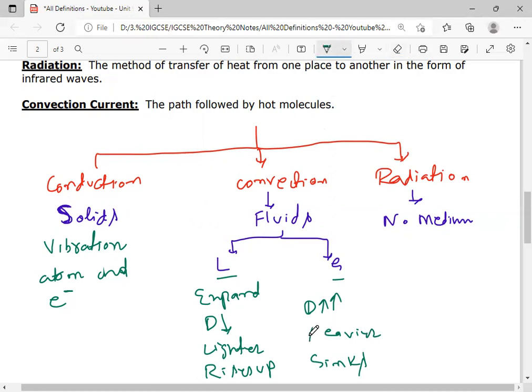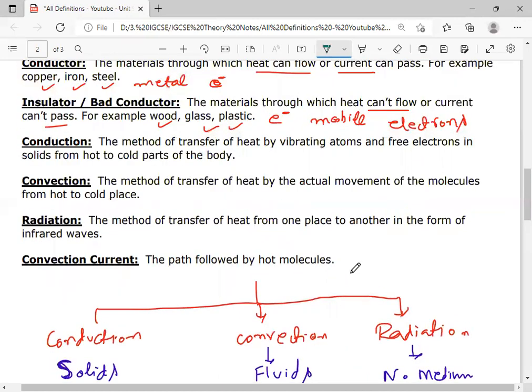And then radiation, it is executed without need of any medium. For example, heat reaches us from the sun to the earth, and there is vacuum or space between the sun and the earth. So let's move towards the definitions.